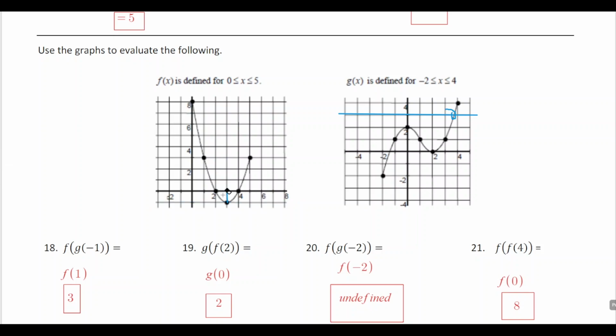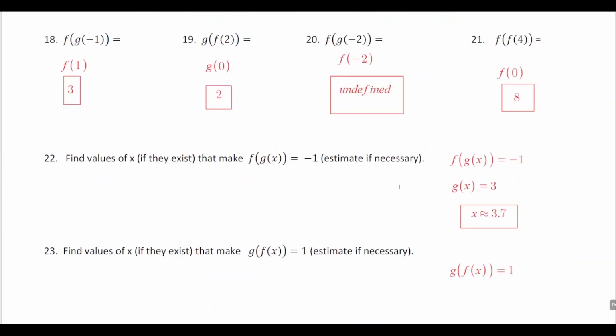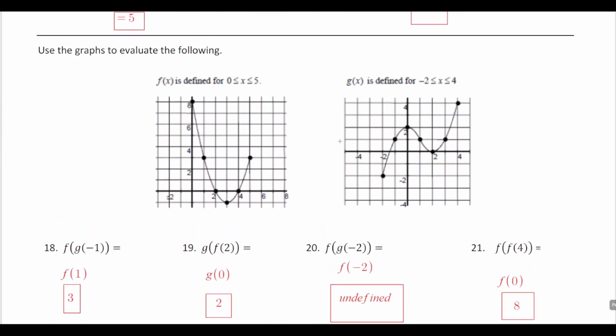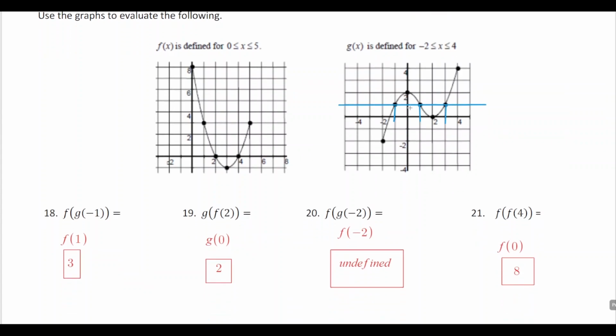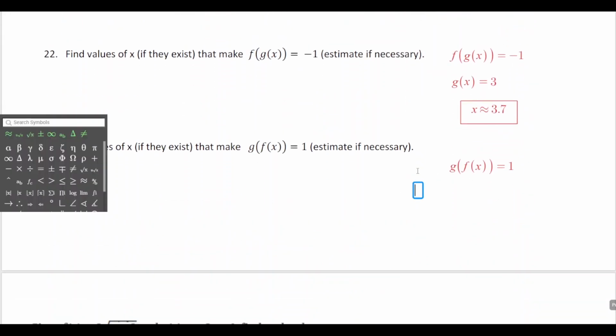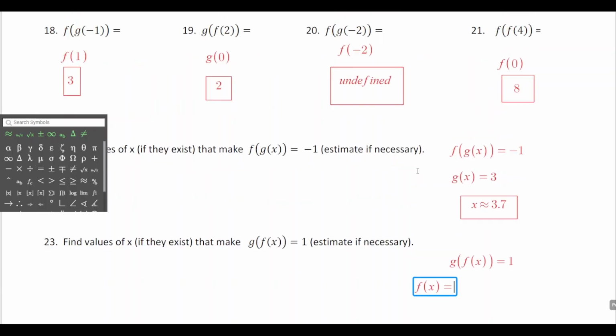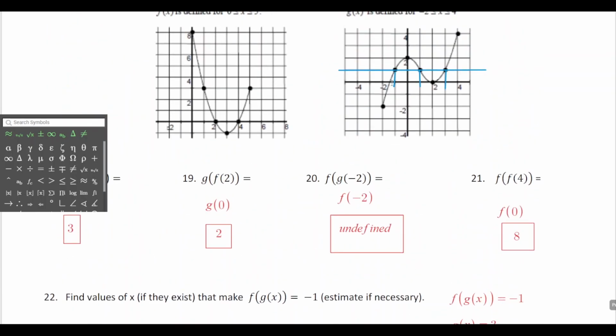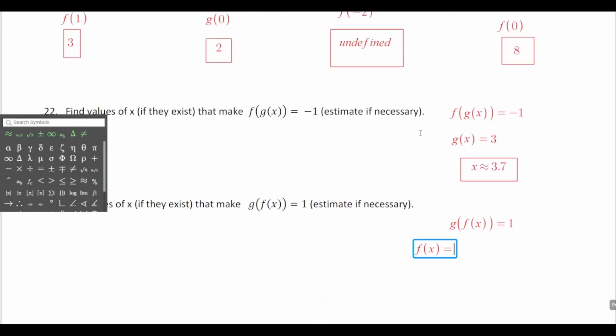Let me erase my little markings here so we don't get confused. So we want to know where g is equal to 1. There are actually 3 locations here. Okay, g is equal to 1 at -1, at 1, and at 3. So we're going to have 3 separate x values that give a g value of 1. So we can say that f of x can either be equal to -1, 1, or 3.